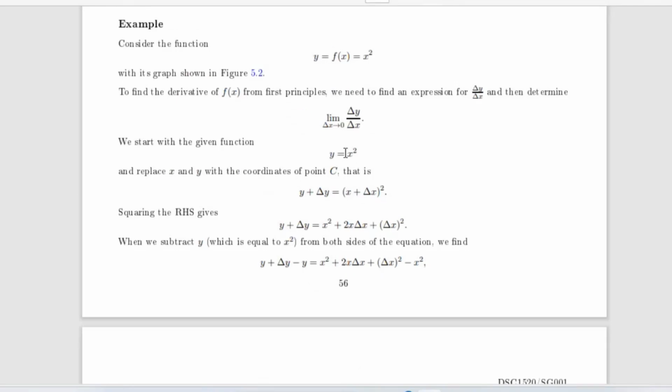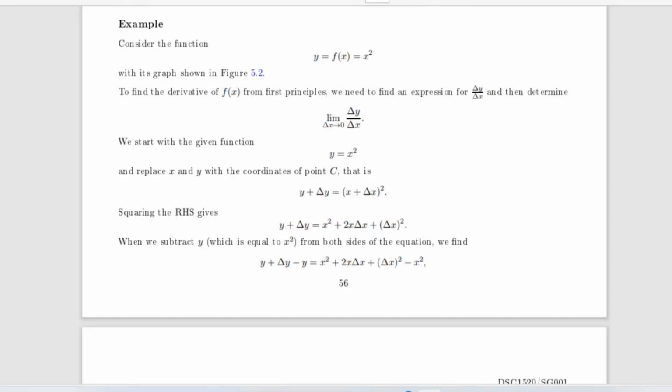Here, we are given that y equals f of x, which equals x squared. In the place of y, we have y plus change in y, which equals, in the place of x, x plus change in x, everything raised to the power 2. Now, from there, we have x plus change in x to the power 2. Now we expand the right-hand side. Do we agree? Yes, sir.